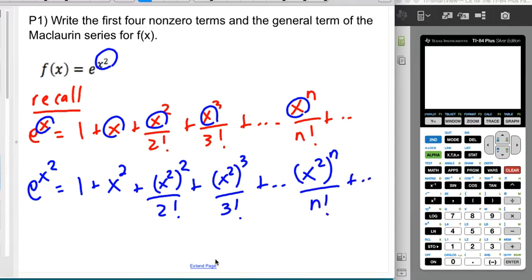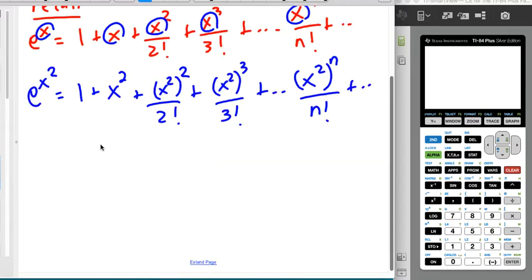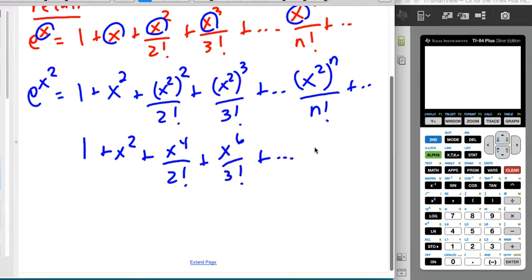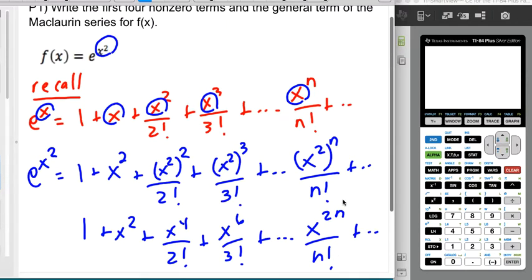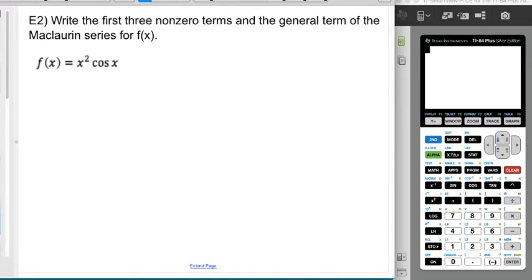Now, you might see that they want that slightly simplified. They might prefer to see that as 1 plus x squared plus x to the fourth over 2 factorial plus x to the sixth over 3 factorial plus dot, dot, dot, x to the 2n over n factorial. That's great. It doesn't really matter. But that's the entire game. Did you memorize the Maclaurin series? Are you able to plug in a different value for it?